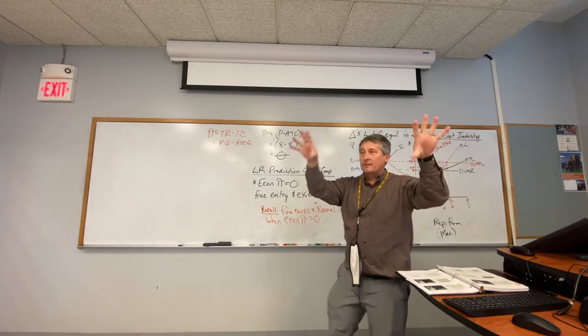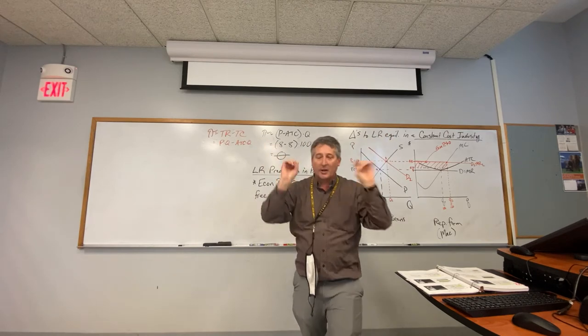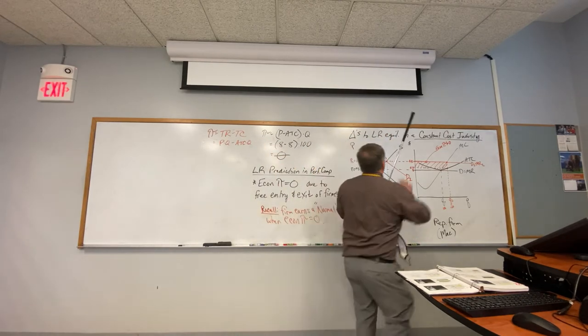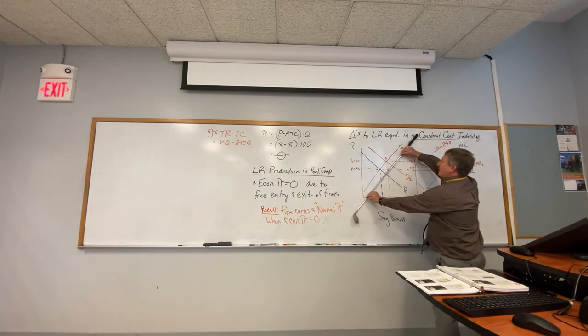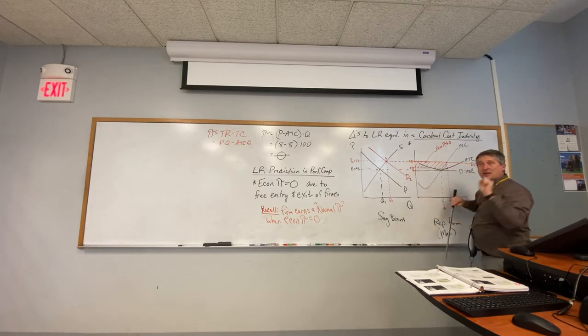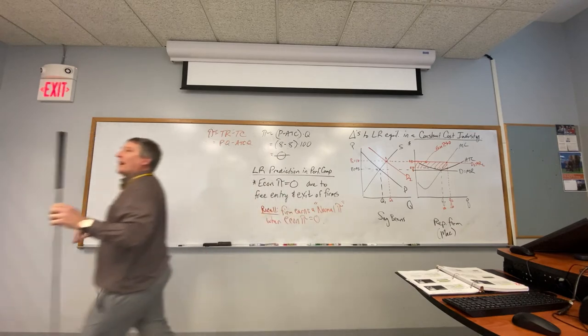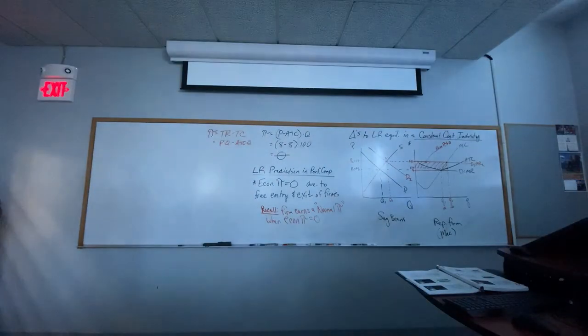anytime there's an orange rectangle, the enter sign is still on, right? It's still above normal profits. So they're going to continue to enter and drive down the price, and then the orange box is going to start to shrink. And when the orange box disappears, boom, the light switches off, right? It's like enter, enter, enter, enter, whoop.